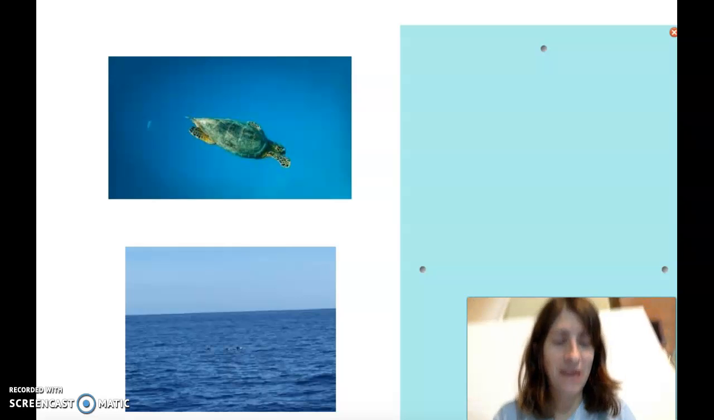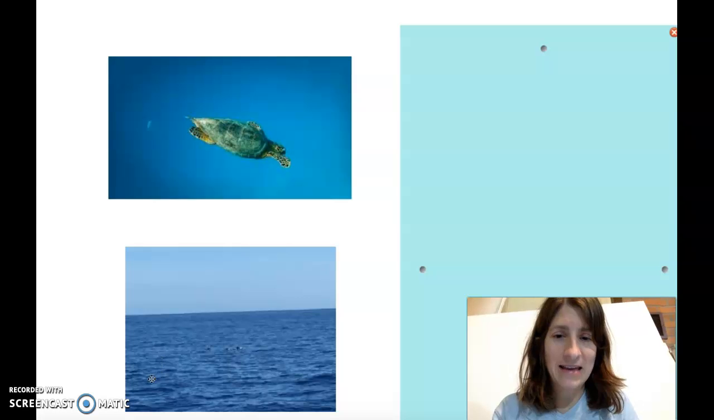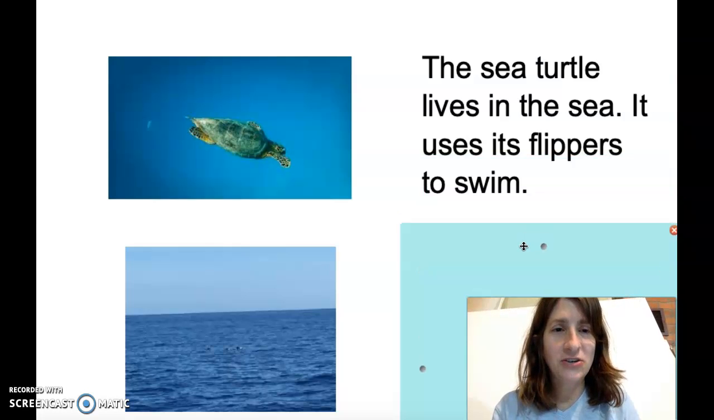Here's our final habitat. This habitat is the sea or the ocean. You can see this animal, this sea turtle, at the top. So the sea turtle lives in the sea. It uses its flippers to swim. Each animal is specially made to live in its particular habitat.